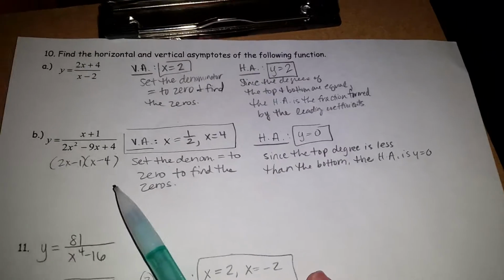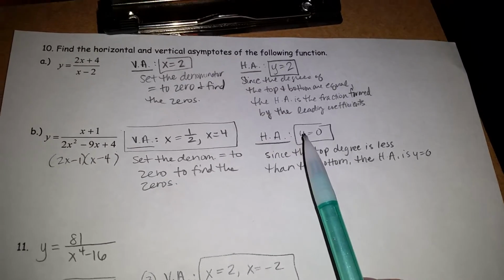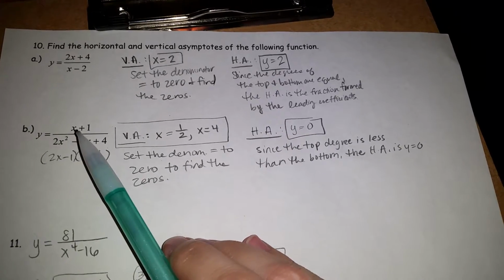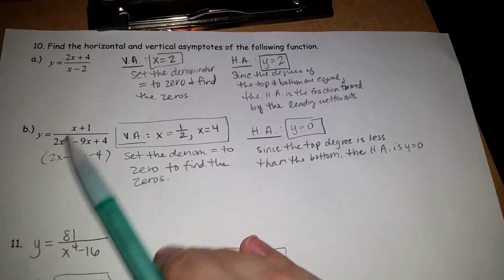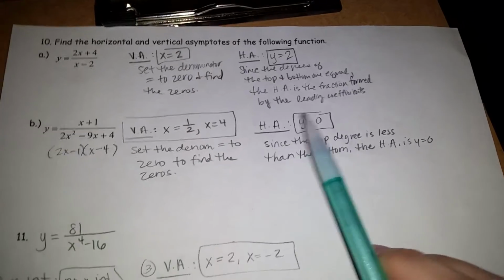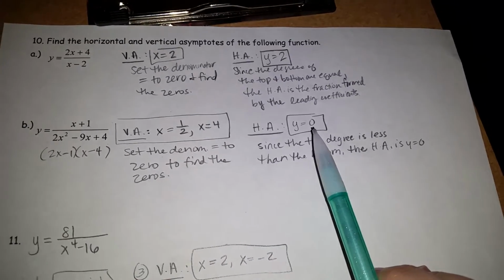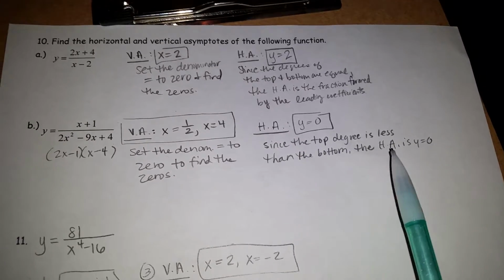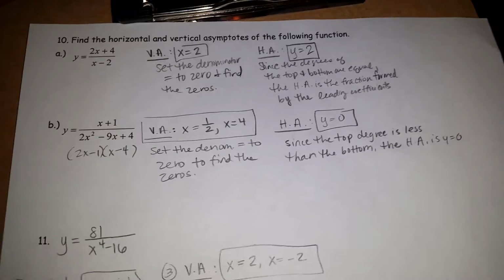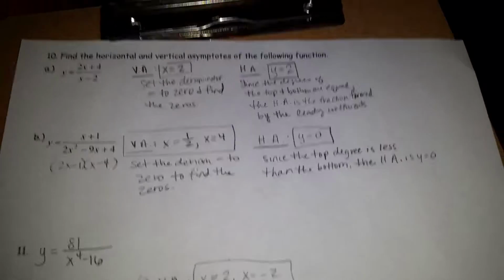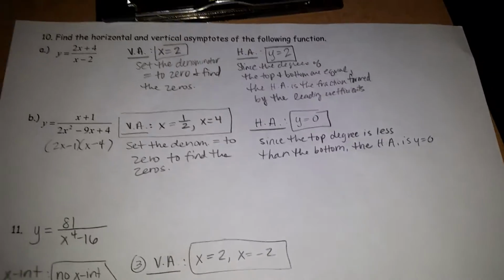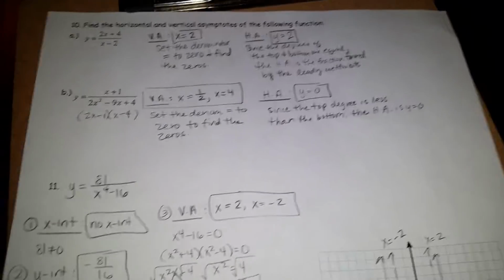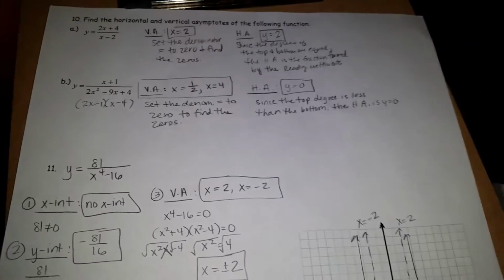For B, I'm going to compare the degrees of the top and the bottom. So for this one, the degree of the numerator is less than that of the denominator, which means that you're going to have y equals 0. Whenever the top degree is less than that of the bottom, the horizontal asymptote is going to be y equals 0. And if you don't remember those rules, I would definitely write them on that little note card that I'm letting you use on your test.